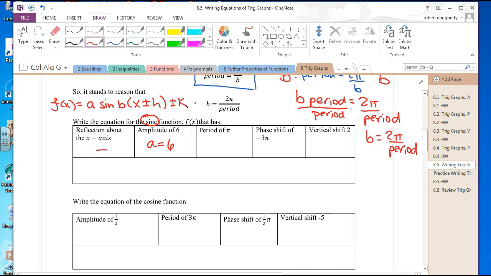So this tells me A is 6, okay? The period is pi. What does that let me solve for then? B. B is going to be what? Yeah, it's 2 pi divided by the period. So it's equal to 2 pi over pi. What's 2 pi over pi? 2. So B is equal to 2. So I got A is equal to 6. B is equal to 2. Okay. The vertical shift of 2, what does that tell me in this equation? What's going to be 2?